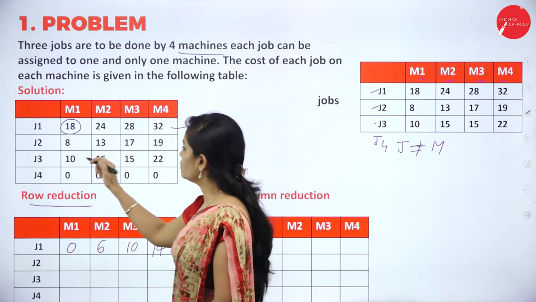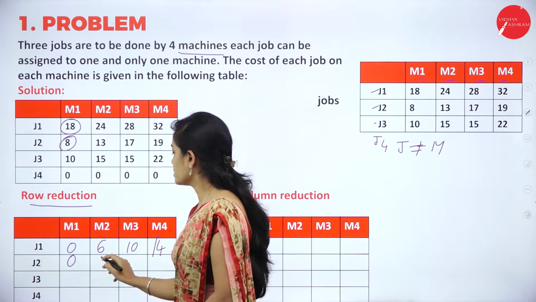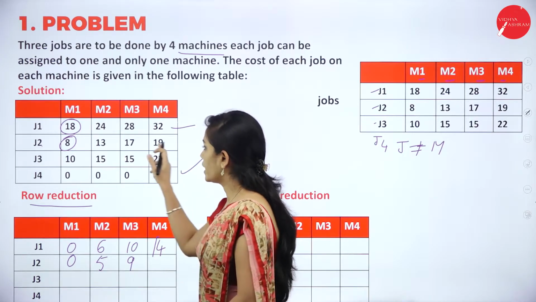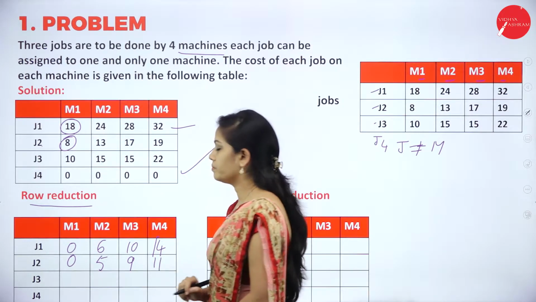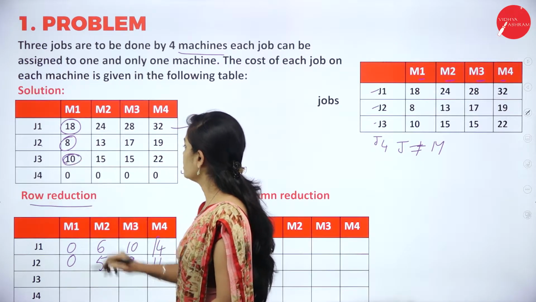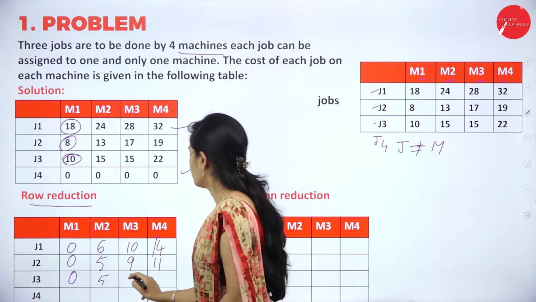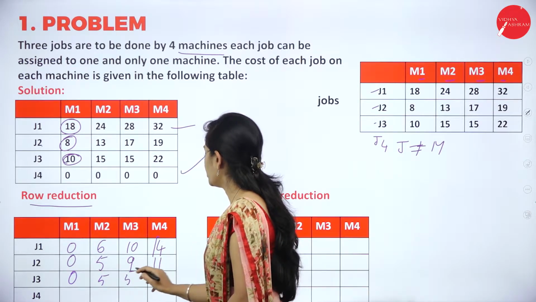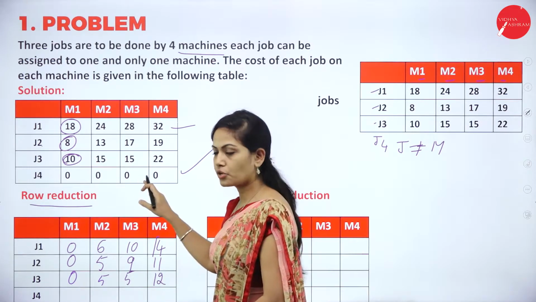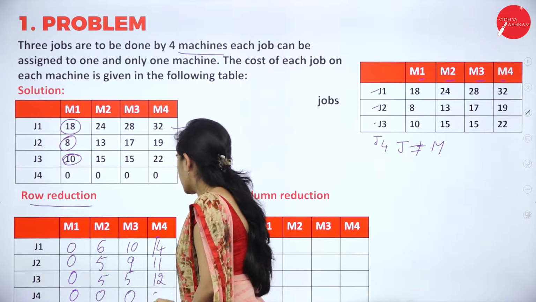And in the second row, the least value is 8. 8 minus 8, 0; 13 minus 8 is 5; 17 minus 8 is 9; and 19 minus 8 is 11. And in the third row, the least value is 10. 10 minus 10, 15 minus 10, 15 minus 10, 22 minus 10, it is 12. In the last row, 0 is the least value. So all the values are zeros only.